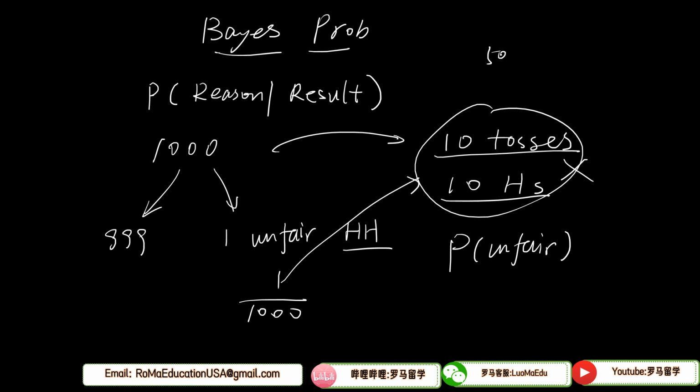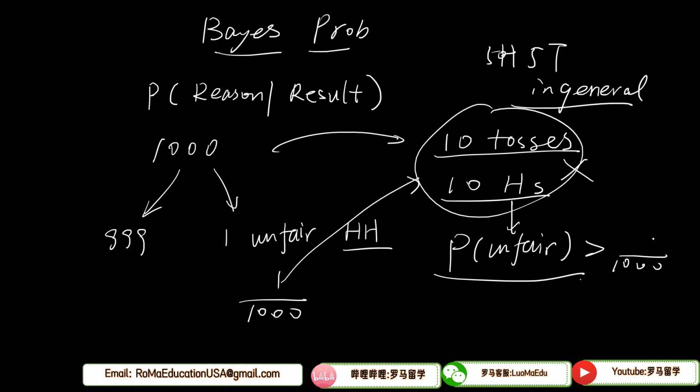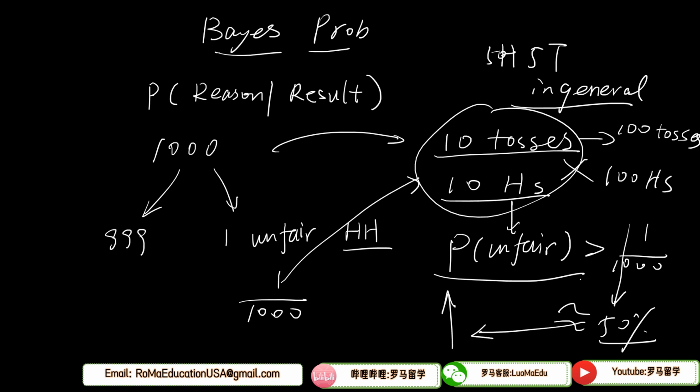If we don't do this experiment, these 10 tosses, it's 1 over 1,000, which is only 0.1%. But in this case, if you calculate by Bayes probability, it's much larger than 0.1%. It's actually 50%, which is much larger because you did the experiment and this experiment has some weird result. So it increases your confidence that this coin is an unfair coin. And if you increase the tosses and you got more heads, it will increase this probability again because it's really, really weird, right? It's more weird than before. So you have more confidence that this coin is an unfair coin.